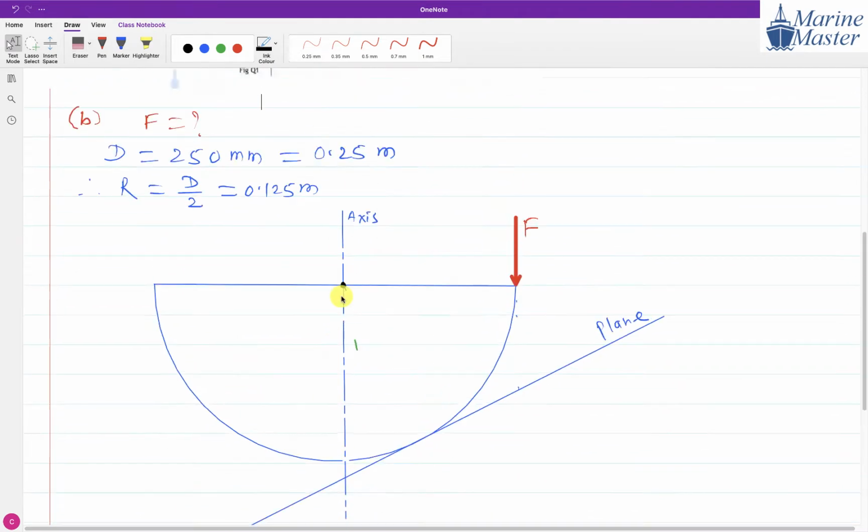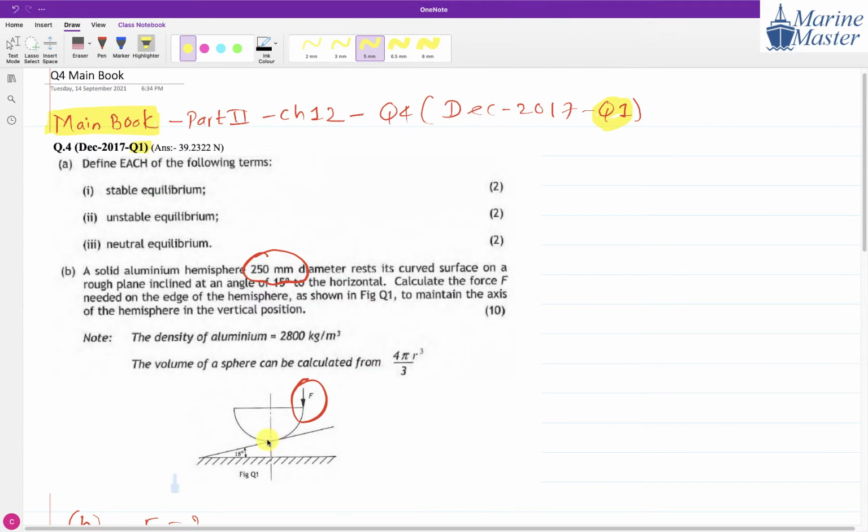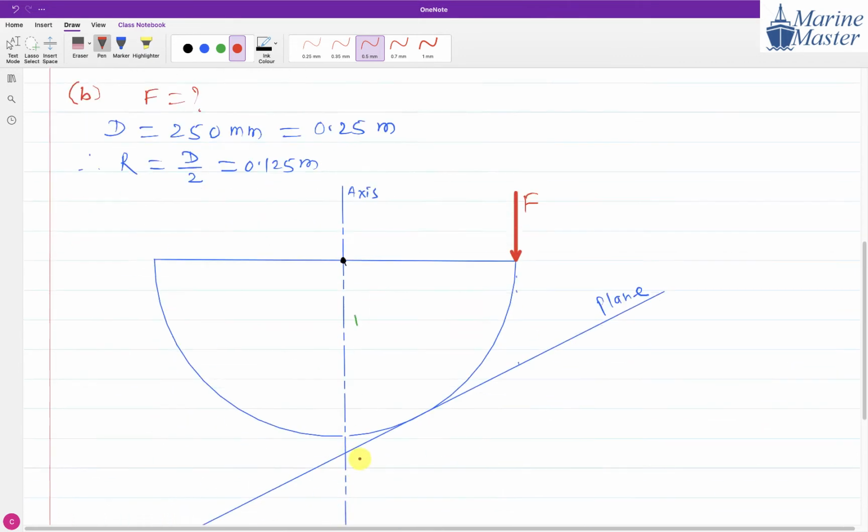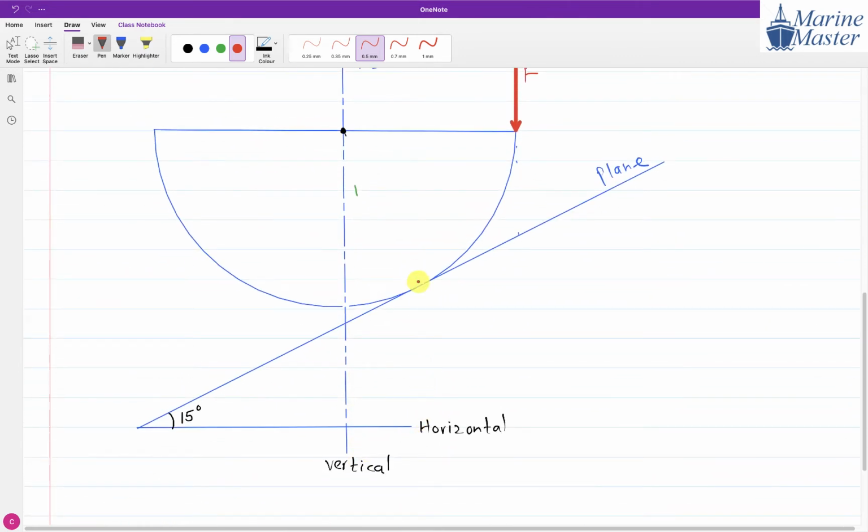Now you may say, sir, this axis and the point of contact are the same. See, this is a small view, that's why you may feel like that. But actually if you enlarge it, somewhere a little bit away, observe here. This is our point of contact, and we will call this point of contact point 1. This point has very important significance.